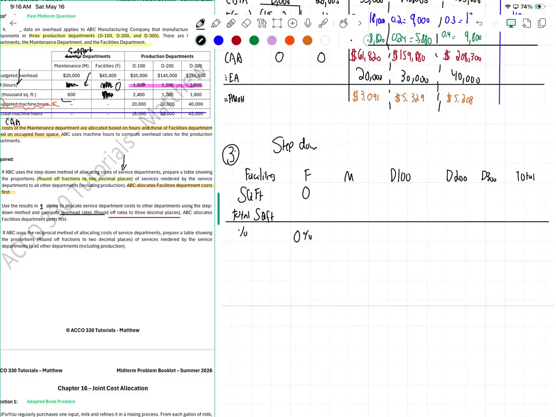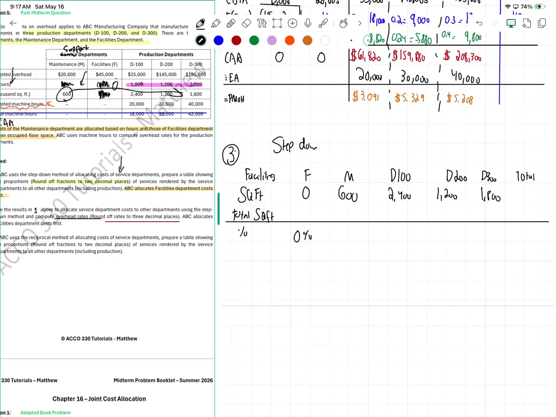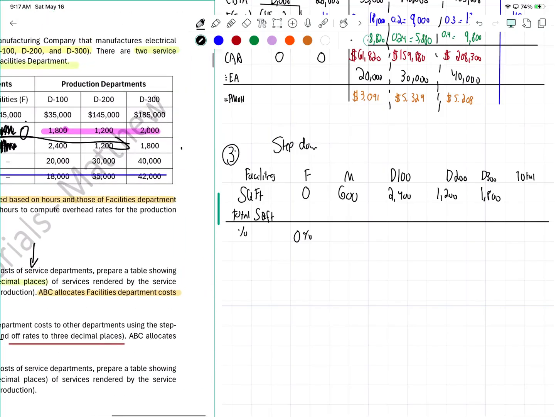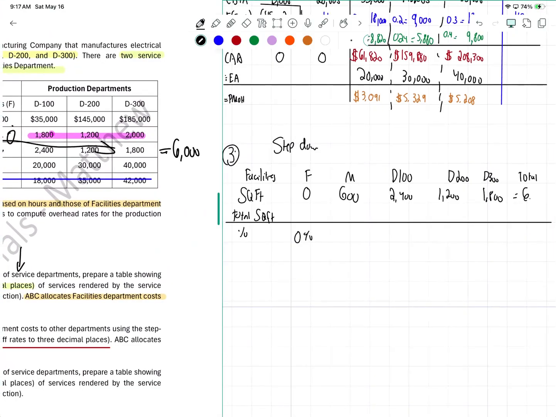Maintenance, guys. 600 square feet. 2,400 again. 1,200 here for D200. 1,800 for D300. If you think I'm reading off the screen, no, I'm reading off the problem here. You just add up everything, guys. And that's going to be a total allocation here of 6,000. That's what we did earlier. Because like I said, guys, the first rank support department helps everyone.